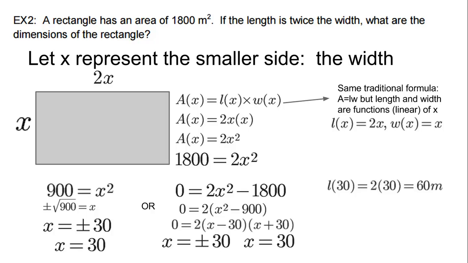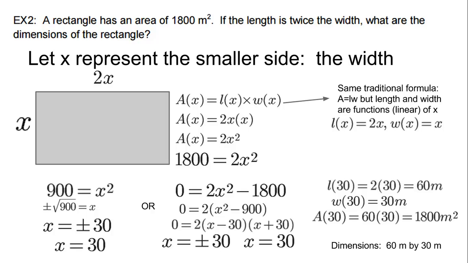If the width is 30, then the length has to be 60, 2 times 30. And the width, of course, is 30. Just to check, 60 by 30 is 1800. And so your dimensions are 60 by 30.